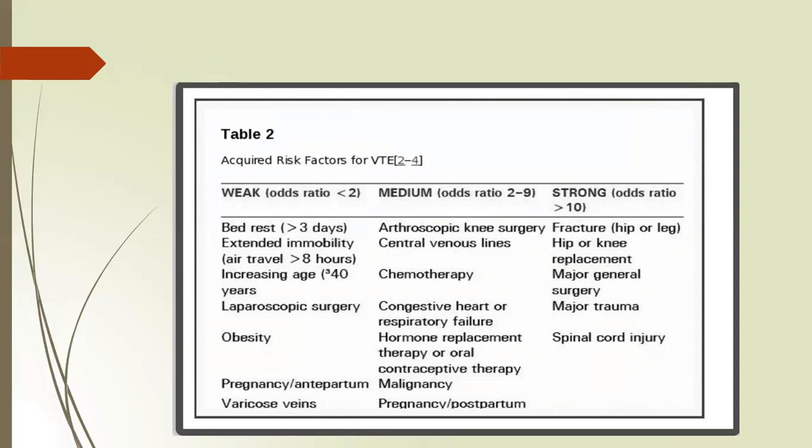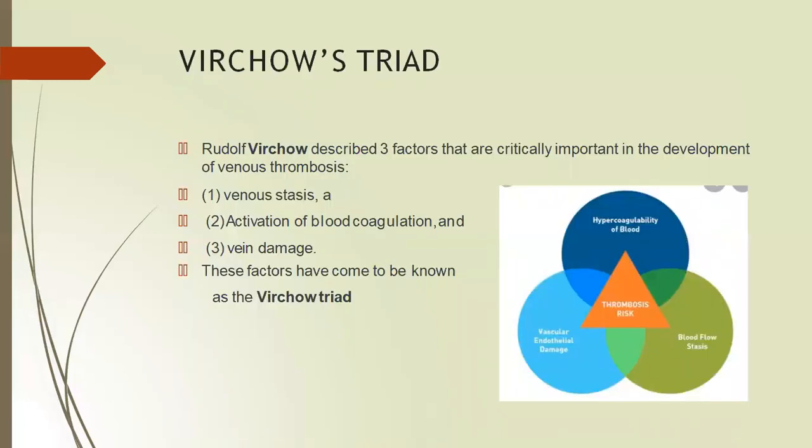Let's move forward to the next slide. Virchow's triad. Rudolf Virchow described 3 factors that are critically important in the development of venous thrombosis. That is venous stasis, activation of blood coagulation, and vein damage. These 3 factors have come to be known as Virchow's triad.